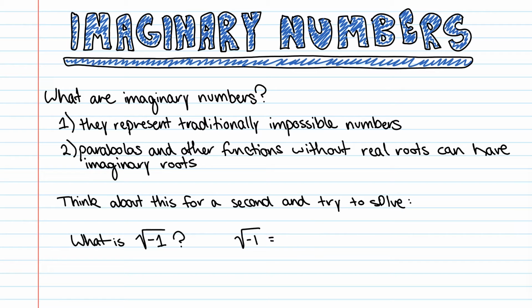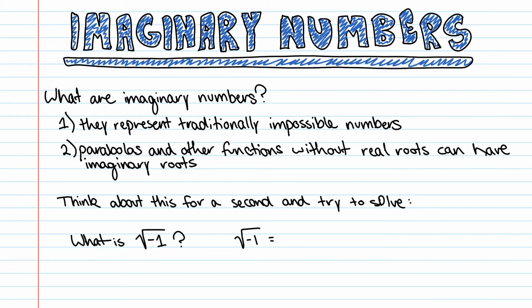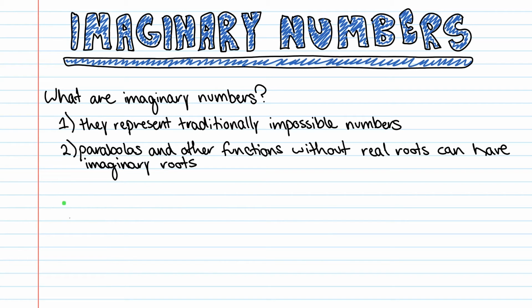Can't figure it out? You could try typing it into a calculator and see what you get. I'll do that here. Notice how I got an error message. And that's because you can't get a real answer by taking the square root of any negative number. And this is what imaginary numbers are and why they exist. So the square root of -1 will be equal to i. This is an imaginary number. Even though it's a letter, it's an imaginary number. So i is the mathematical solution to the square root of -1.